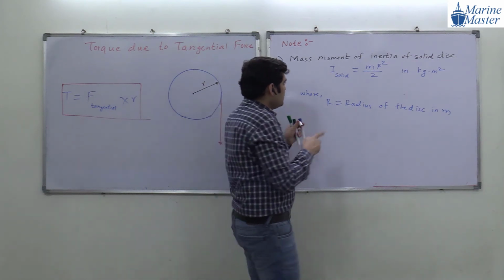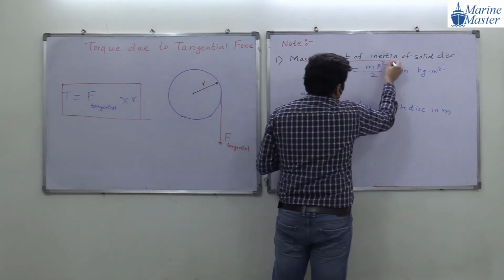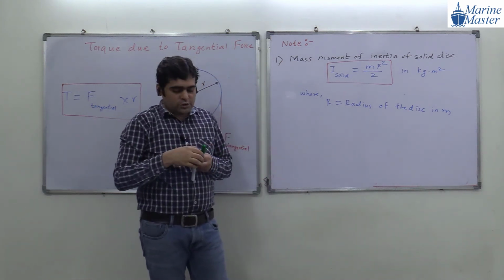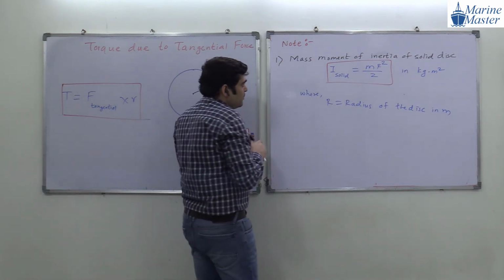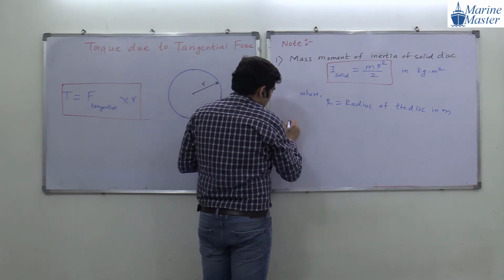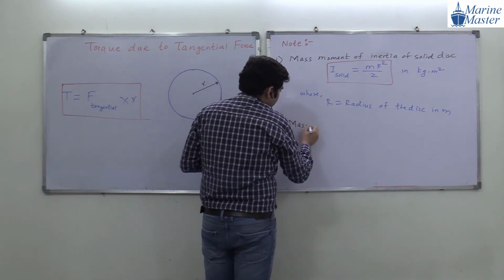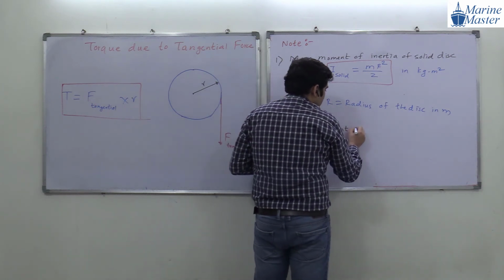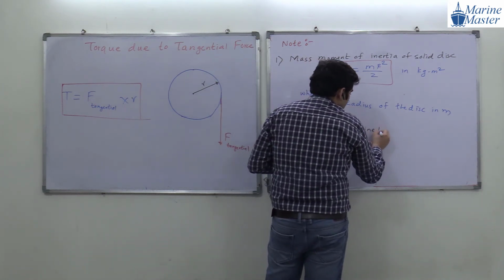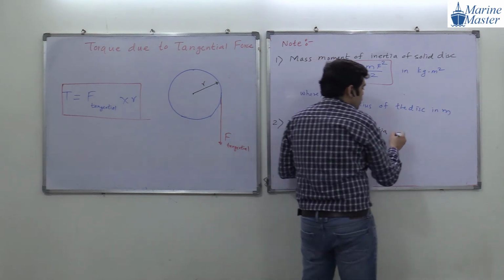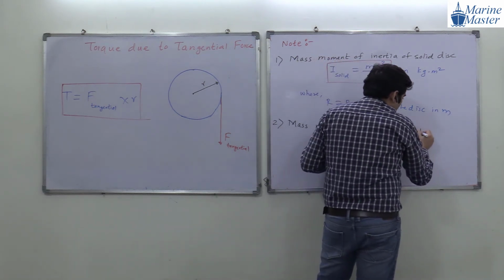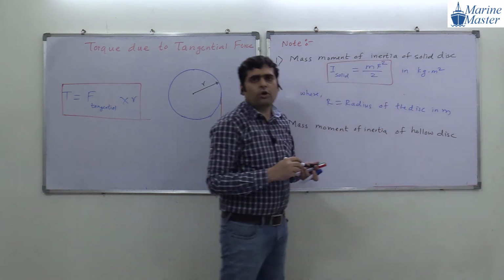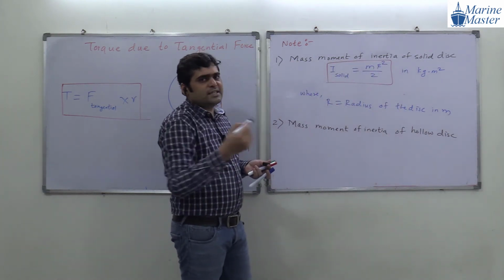Everyone, second note. We have seen the solid disc, then we should see the hollow disc also. So second point: mass moment of inertia of the hollow disc. Everyone try to see the point here. Mass moment of inertia, hollow disc or hollow shaft, solid disc or solid shaft.